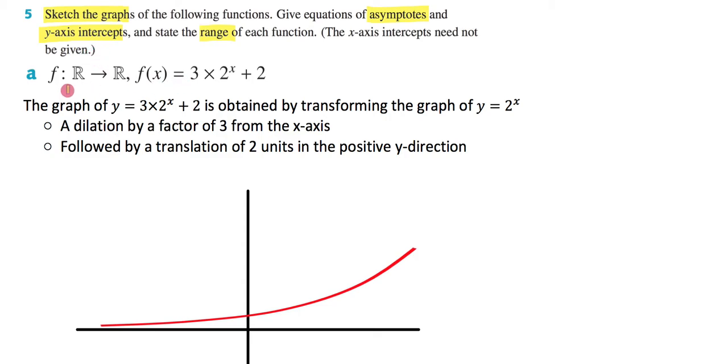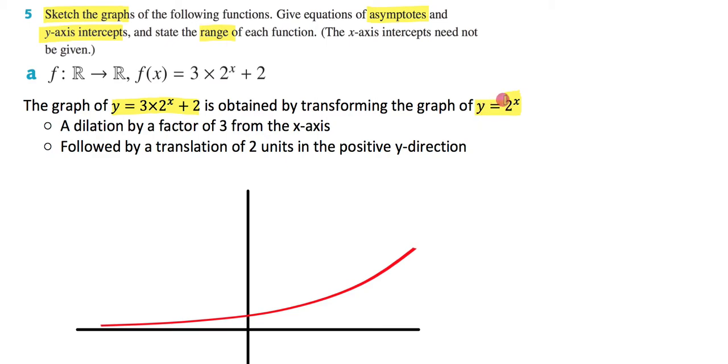Okay, so this is what we've been given in A. f of x equals 3 multiplied by 2 raised to the power of x, plus 2. Now, the way that you should think about this is that we've been given this, which has been obtained by transforming the graph of y equals 2 raised to the x. So y equals 2 raised to the x is your parent graph. We have applied some transformations to it, which has given us this.